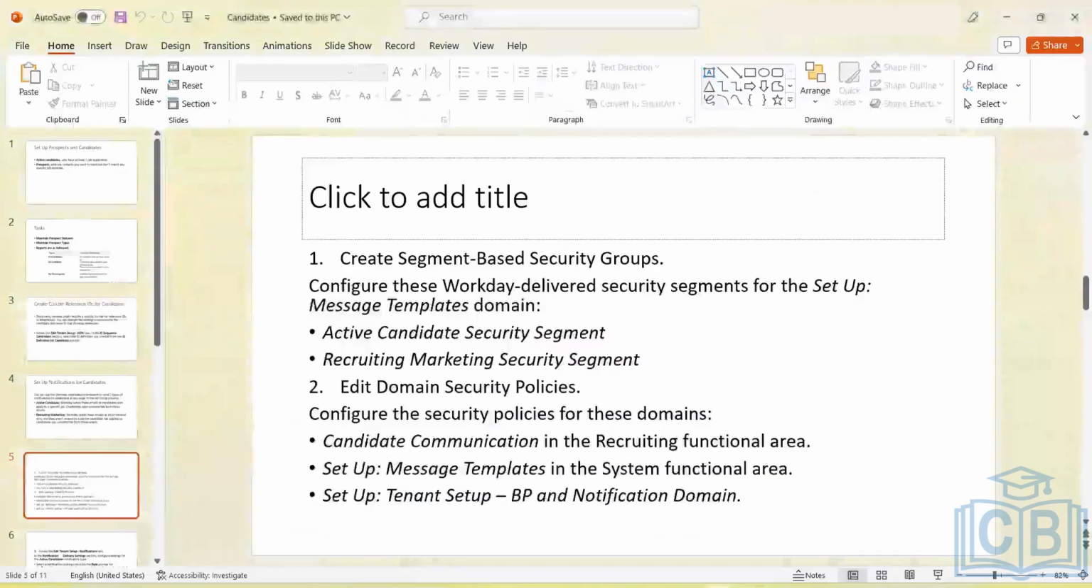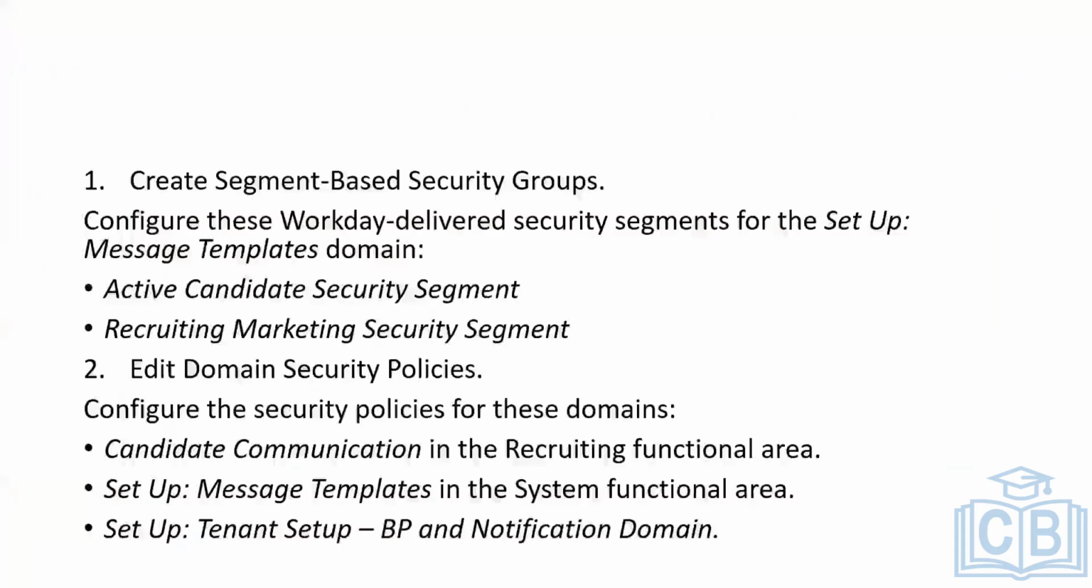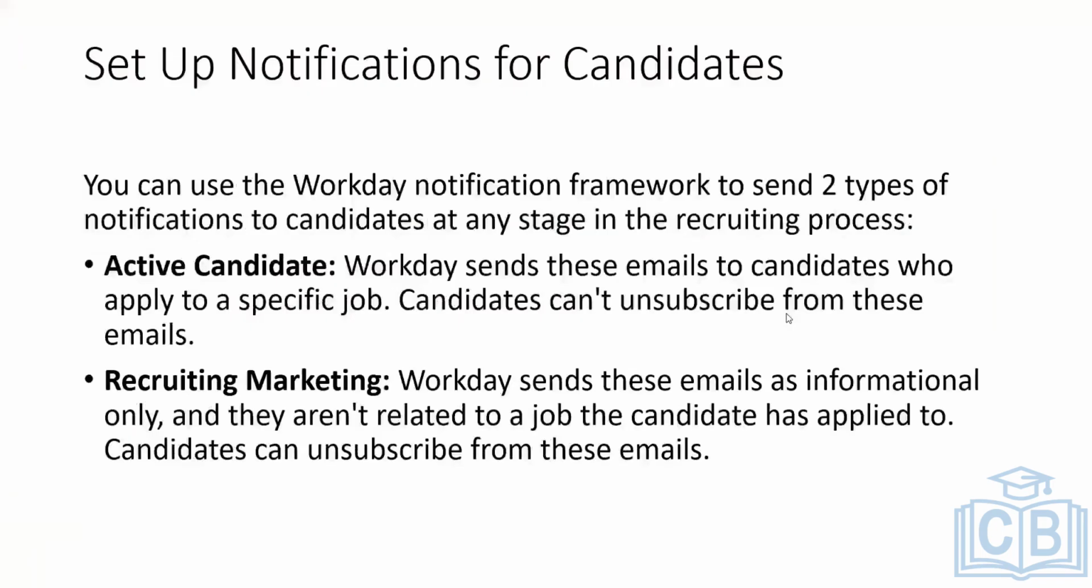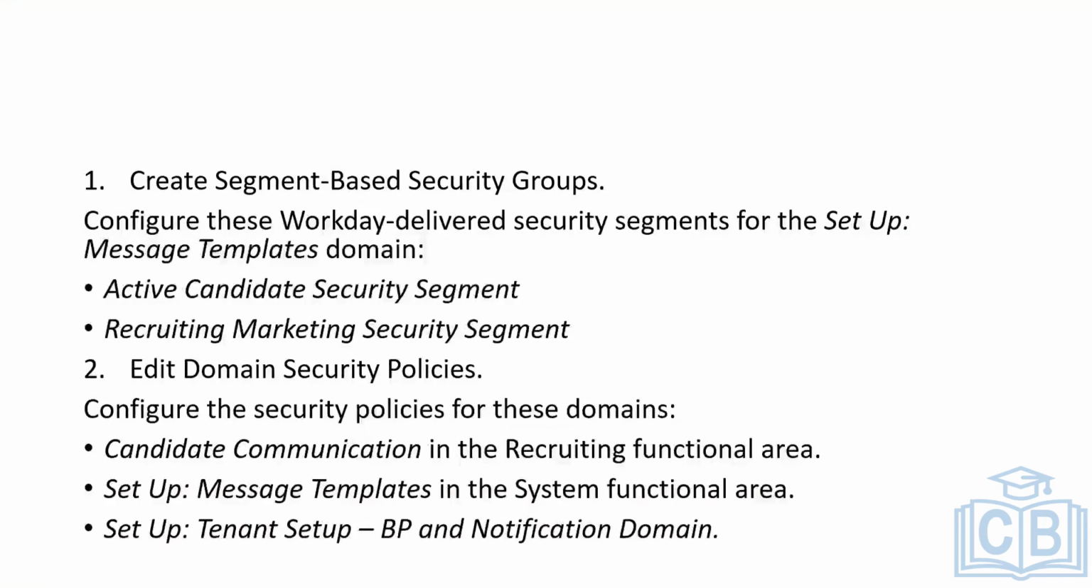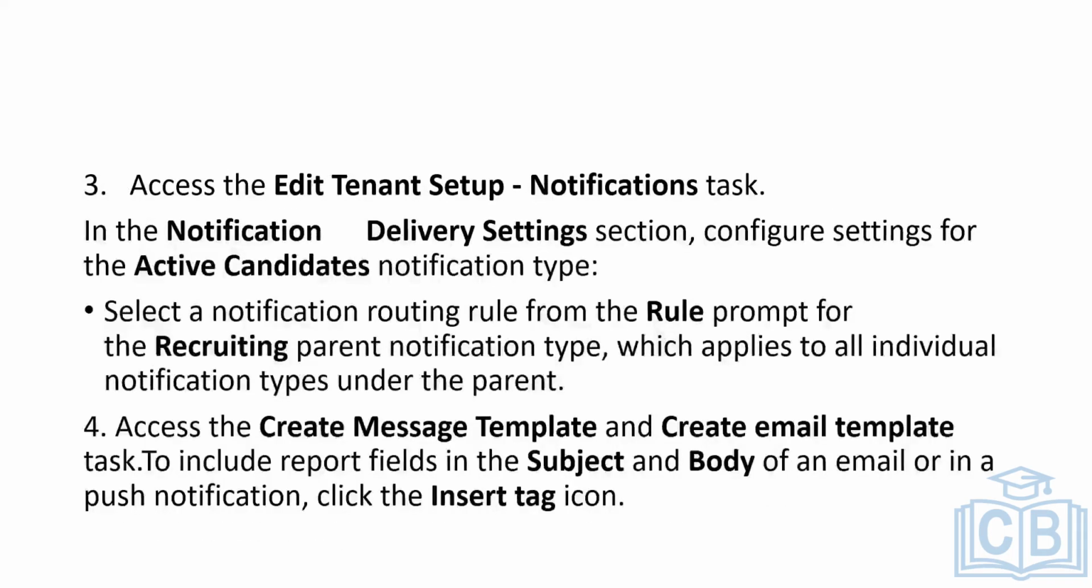These are the three types of notifications. Setting up notification, two types. Then these are the domains and tasks related to setting up the message templates for the active candidates and the recruiting marketing security segment. No need of going into this as of now. Then we have a tenant-wide configuration which we need to look into in the task Edit Tenant Setup - Notification. And here are these steps. It's a very generalized one-time tenant configuration for all of our three types of notifications which I just mentioned.